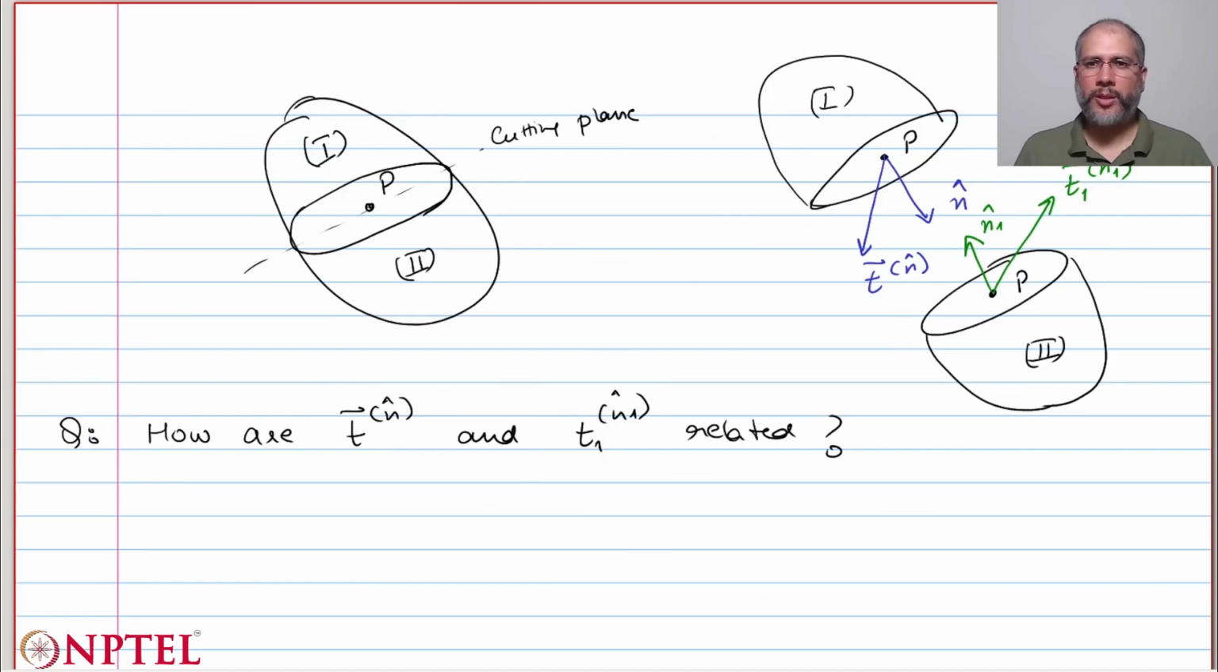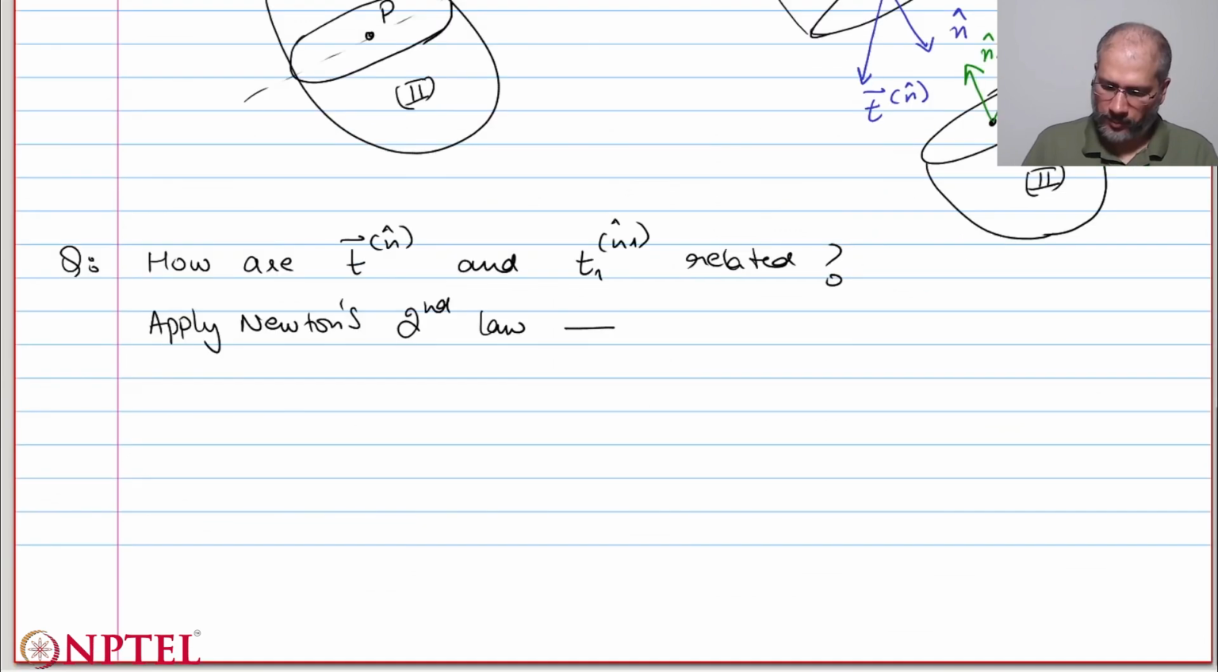Well, Newton's third law states that the force applied by part 1 on part 2 is equal and opposite to the force applied by part 2 on part 1. So we're happy about the fact that the forces are the same and opposite. But does that hold true for this special vector that is a traction vector as well? Let us see. So let's apply Newton's second law. First, we'll apply that to part 1.